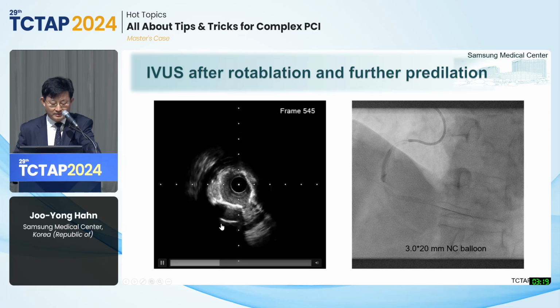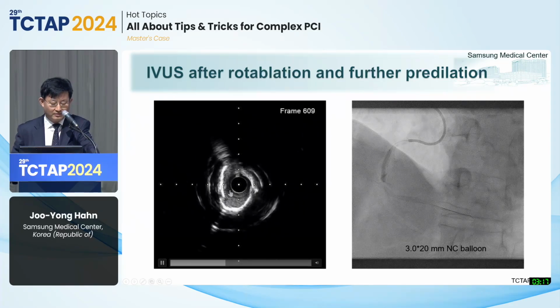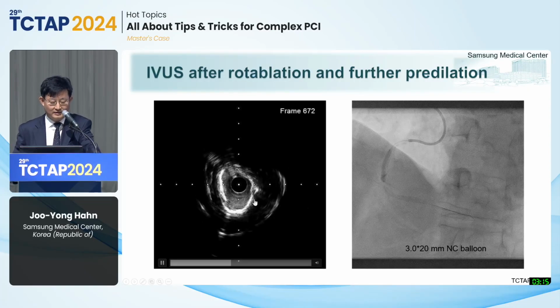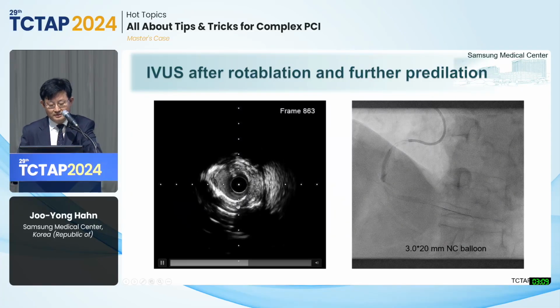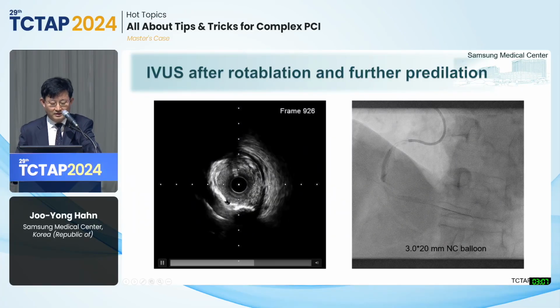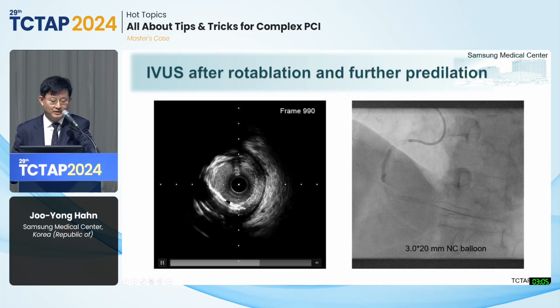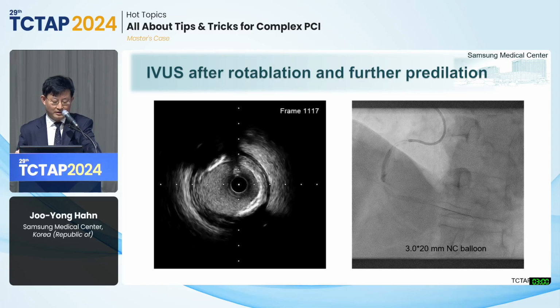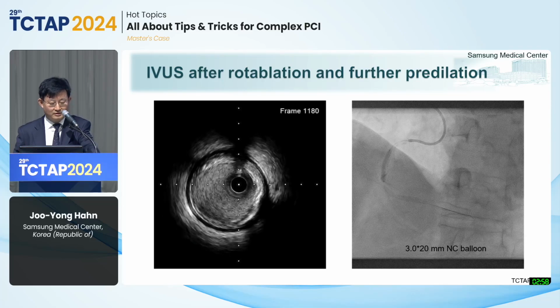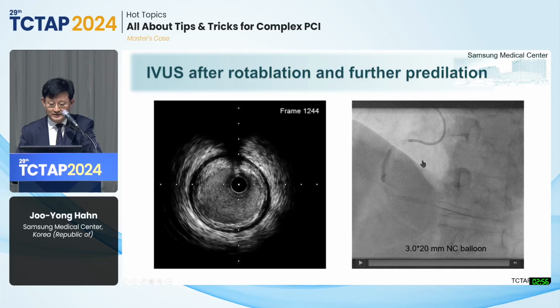In the IVUS, nearly 360 calcium was found, but a crack was found with the reverberation, and MLD was nearly 2.0 millimeter. So I think the size up of rotablation would not be effective.